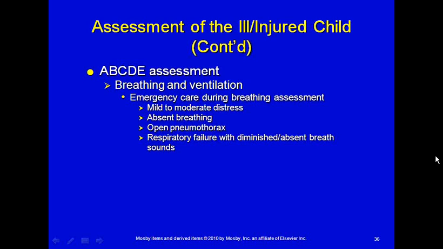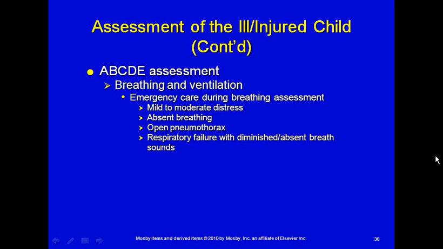And it's debatable what cutoff we use to differentiate between respiratory distress and respiratory failure. I think one of the more common beliefs is that, if I'm in respiratory distress, I'm compensating. I'm in distress. I'm working hard. My work of breathing is increased. I'm getting the oxygen I need to my tissues.